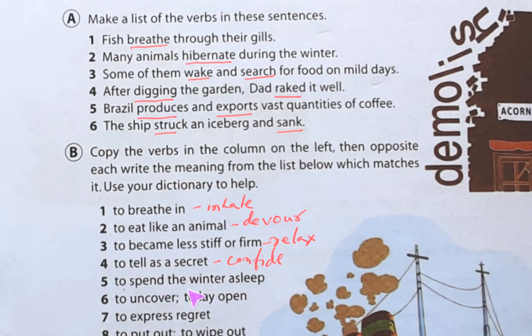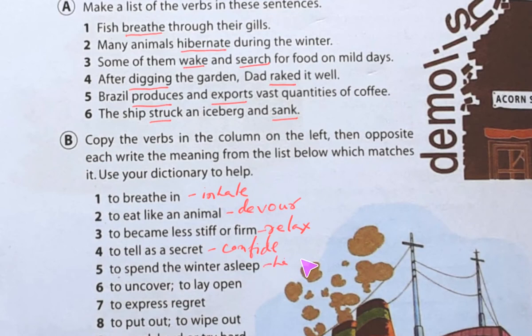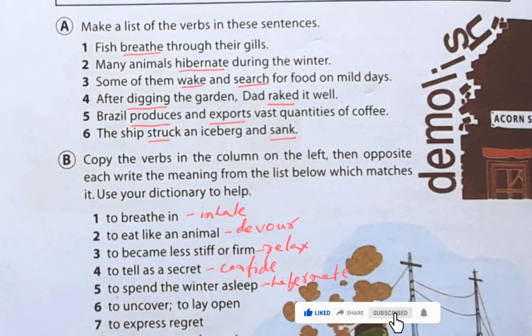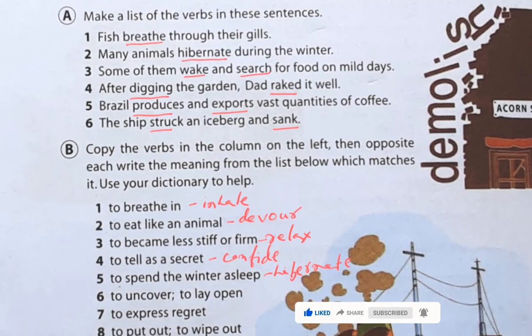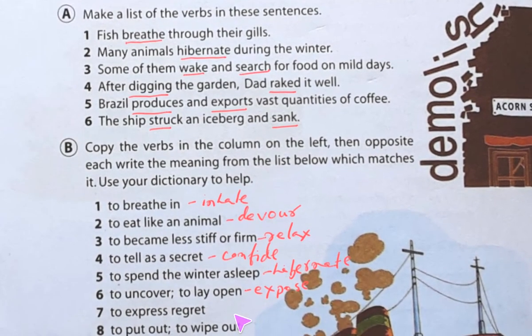Now number five, to spend the winter sleep. Actually, you can check in your dictionary, this is hibernate, so we can write hibernate in this place. Sixth number, to uncover, to lay open. This one is the answer: expose. We can write expose here. Next one, seven number, to express regret. I think you know this. It's so easy. The answer is apologize. You can write apologize in this place.